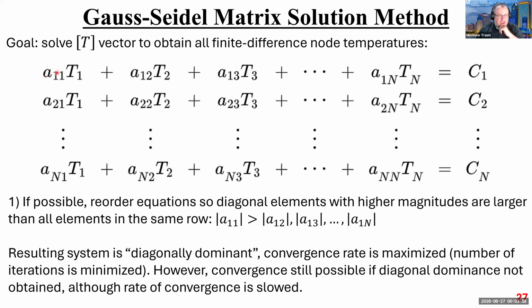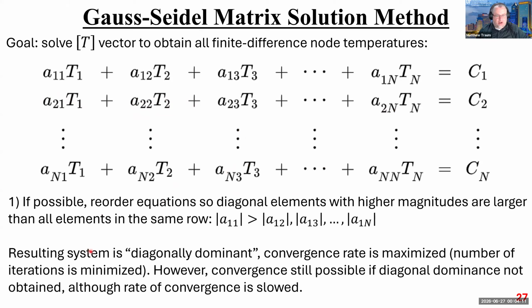A11 is going to be the diagonal for matrix A. And so we want A11 to be bigger than A12 and A13 and all the way up to A1N. In the second row, A22 is on the diagonal. So we want A22 to be bigger than A21, A23, and so forth out to A2N. And then in the third row, it's going to be A33, and the fourth row, A44. We always want that diagonal to be the biggest number, if possible.